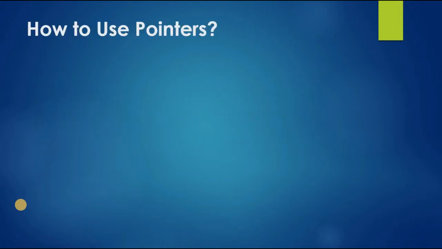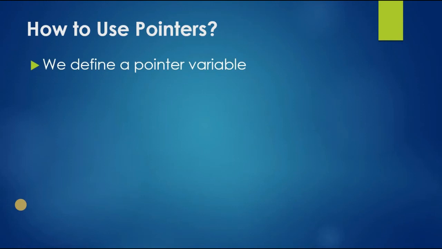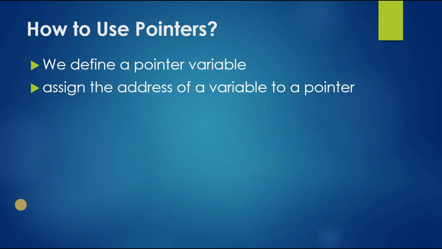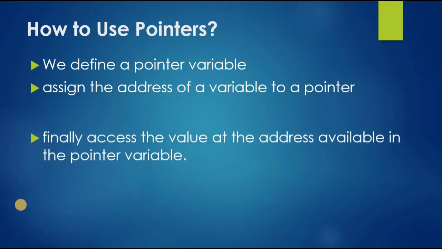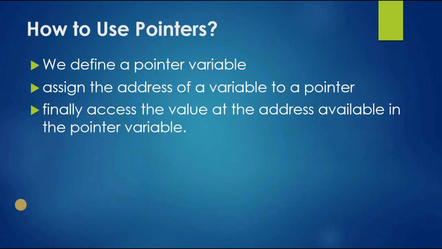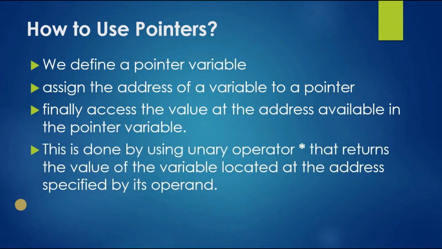Now we will see how to use pointers. When we want to use a pointer, we first define the pointer variable, then assign the address of a variable to the pointer, then finally access the value at the address available in the pointer variable. This is done by using a unary operator, the asterisk symbol, that returns the value of the variable located at the address specified by its operand. This is how we use pointers in the program.